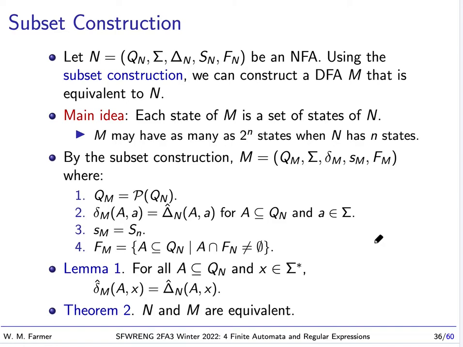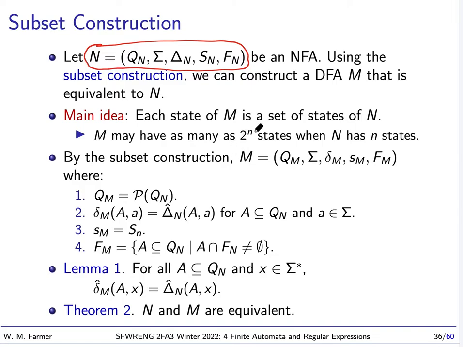This is the subset construction. So let's say here's our NFA N, and we're going to construct a DFA that's equivalent. Well, the idea is that our DFA will use as states sets of states of N. Q_N is a set of states. We're going to look at the subsets of this, and those subsets will be the states of M.